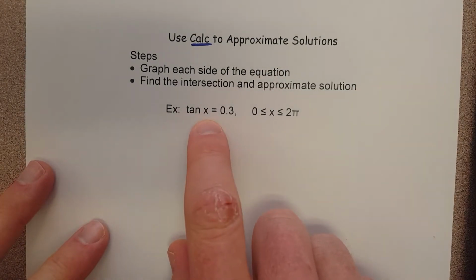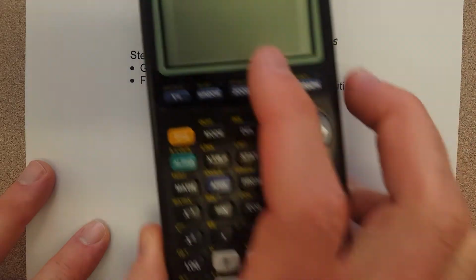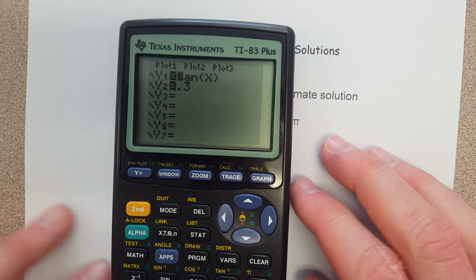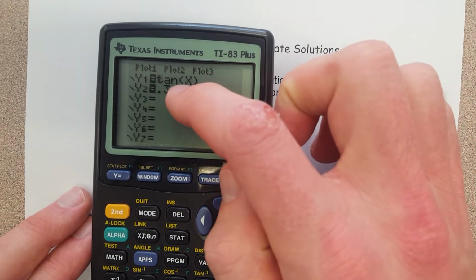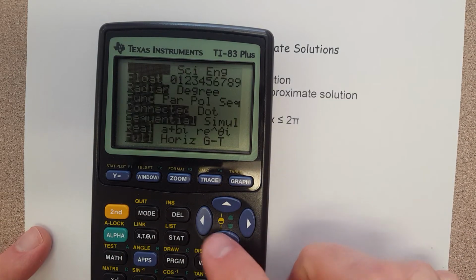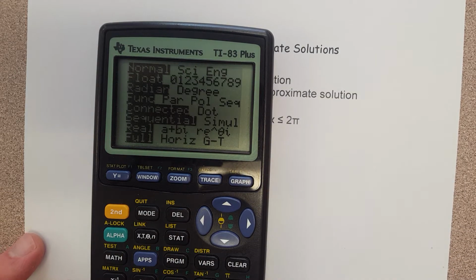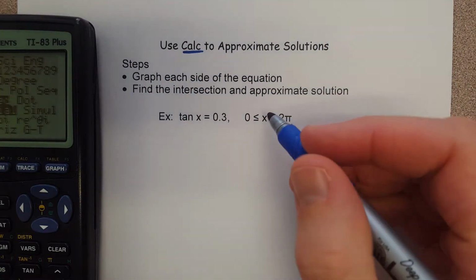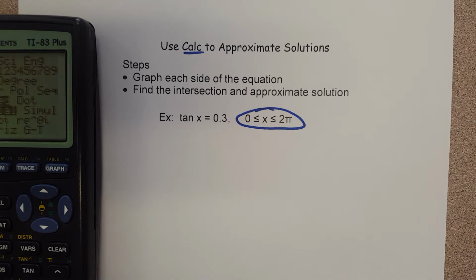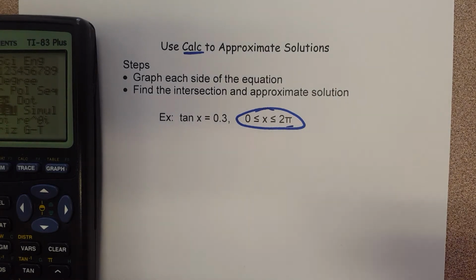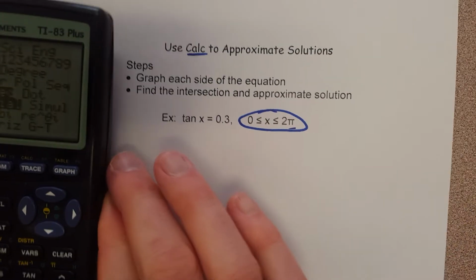So we've got tangent of x equals 0.3. I'm going to start by going into my y equals, and I've already entered those two things in there. We've got tangent in y1, 0.3 in the other one. I would like to remind you though that your mode must be radians in this case. The reason it must be radians, if you look at just the fine print, is because we're talking between 0 and 2 pi. That pi is the giveaway for that idea. So it's got to be in radians.